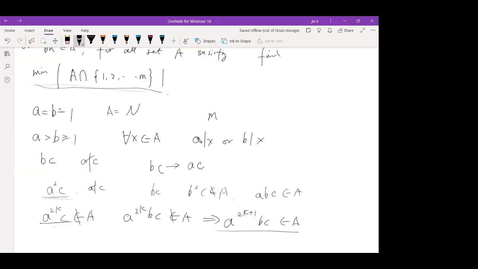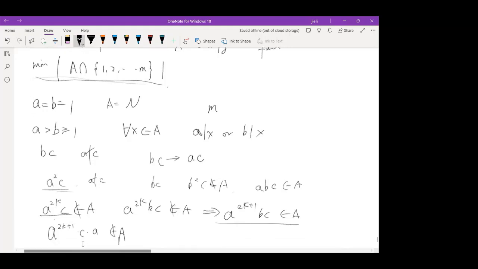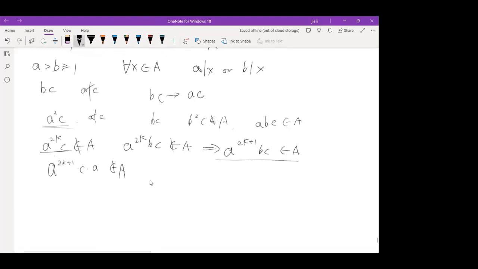So that tells you 2k plus 1 times C times A is not in A. So in A, those all have odd power. So this A is just equal to an odd power of A times some constant.